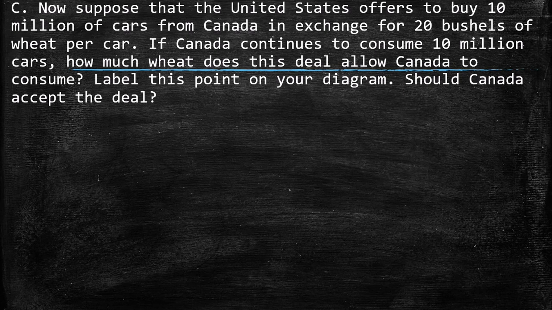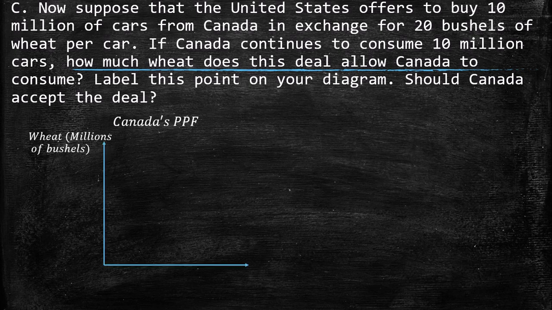The second point. Now suppose that the United States offers to buy 10 million cars from Canada in exchange for 20 bushels of wheat per car. If Canada continues to consume 10 million cars, how much wheat does this deal allow Canada to consume? Label this point on your diagram. Should Canada accept the deal?